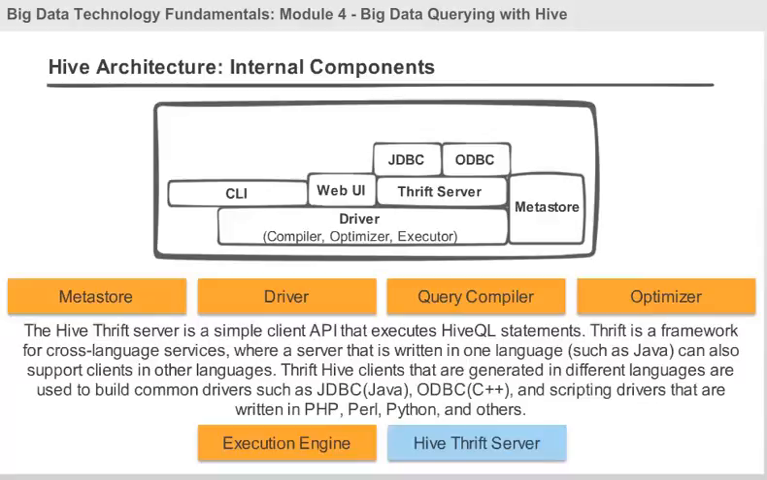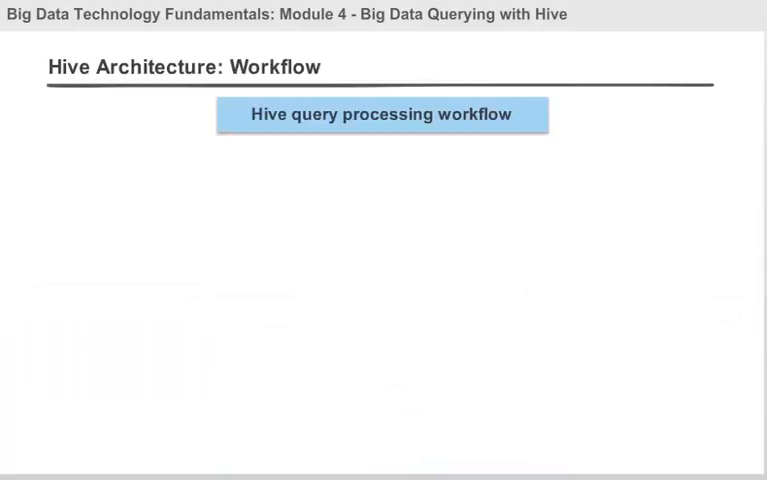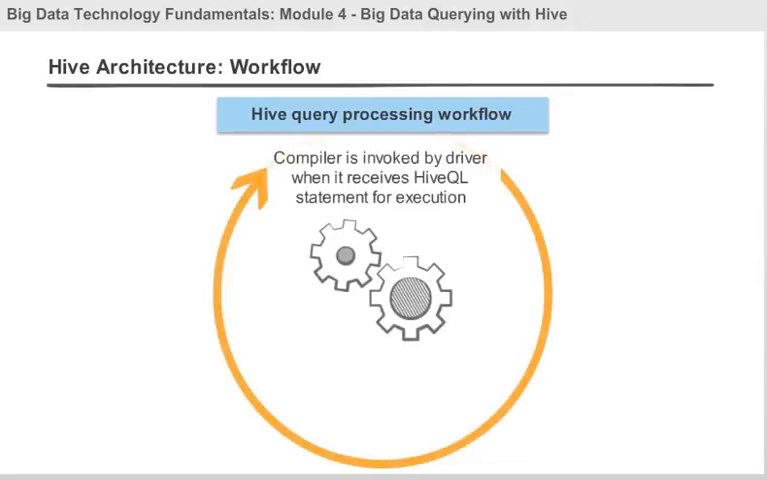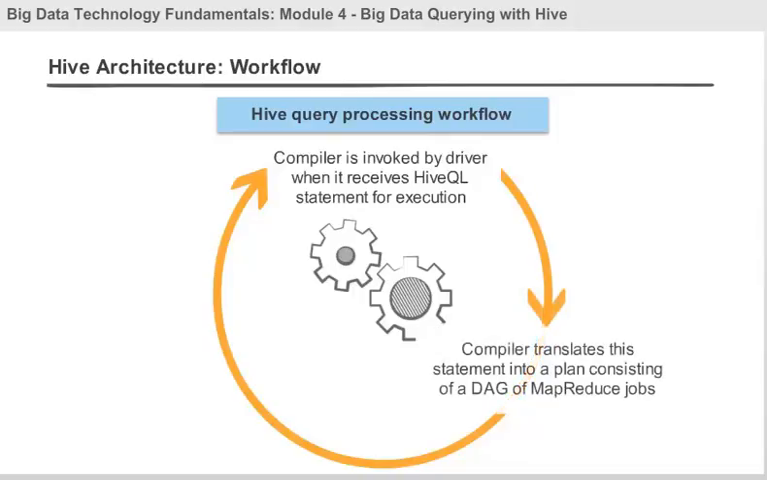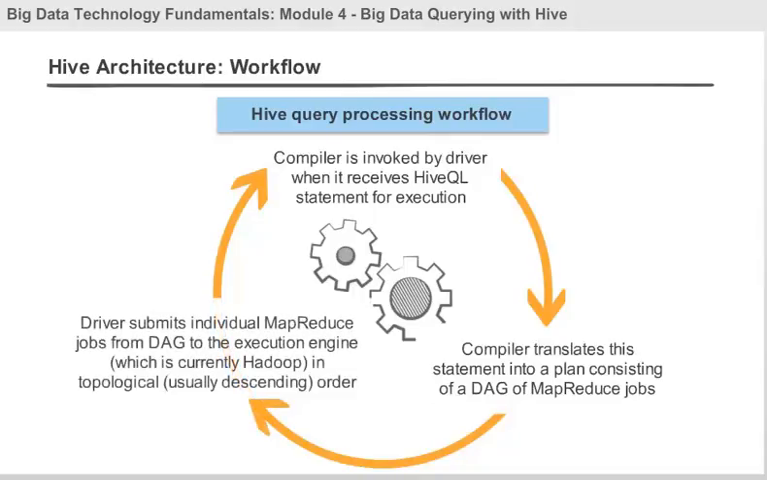Let's look at the Hive query processing workflow. Initially, the compiler is invoked by the driver when it receives a HiveQL statement for execution. The compiler translates this statement into a plan, which consists of a DAG, or directed acyclic graph, of sequentially ordered map-reduce jobs. The driver then submits the individual map-reduce jobs from the DAG to the execution engine.